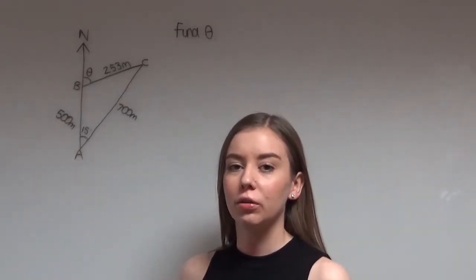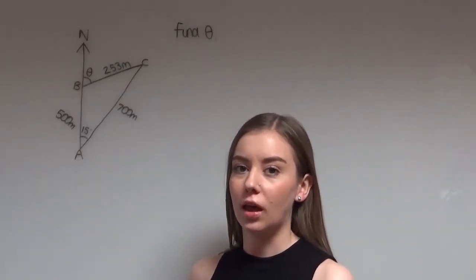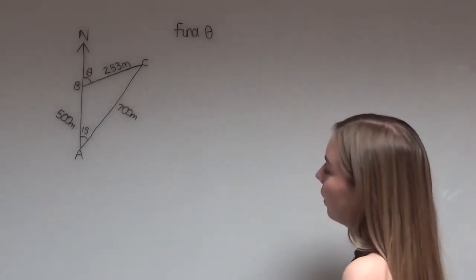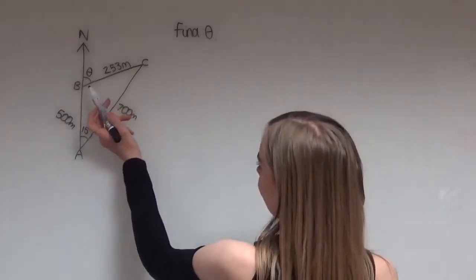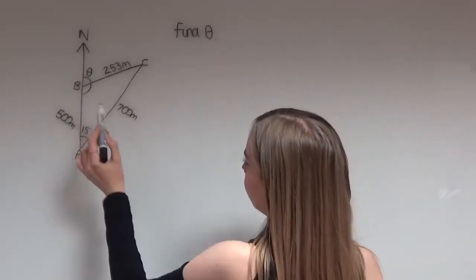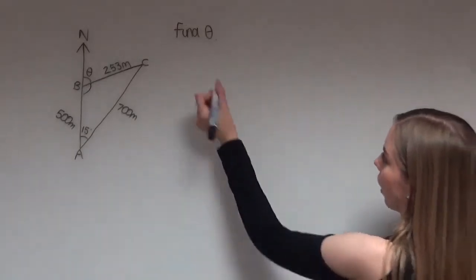So in this video I'm going to go through a harder example question using the sine rule and your knowledge of the sine graph. So we're asked to find this angle here, theta, and in order to find theta we first have to find this angle here, b. So we can do this using our sine rule.